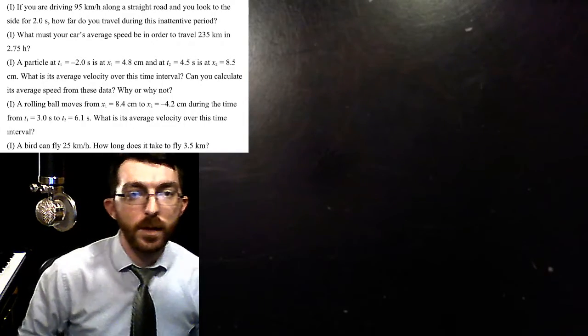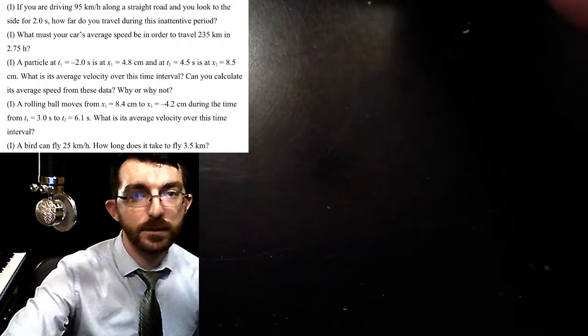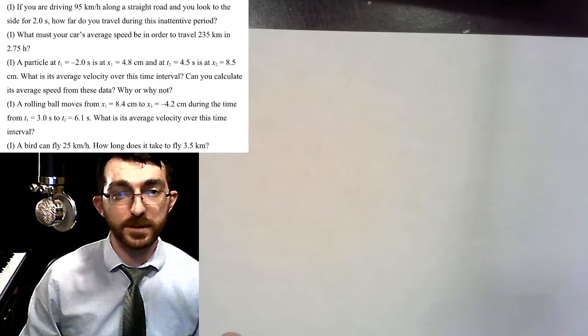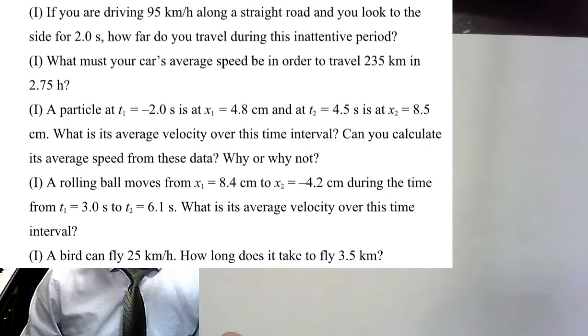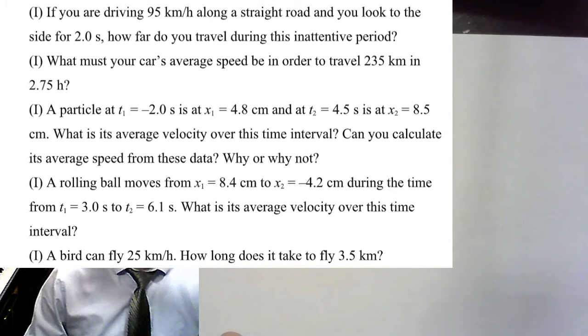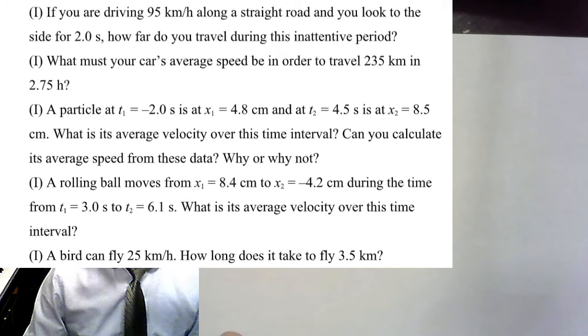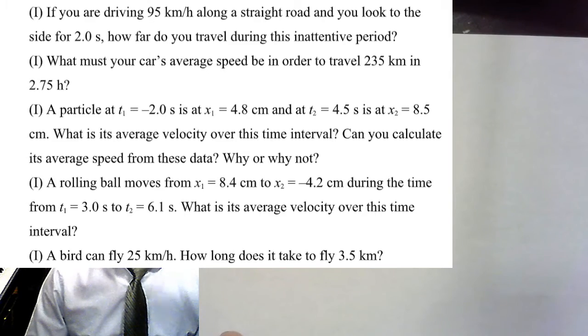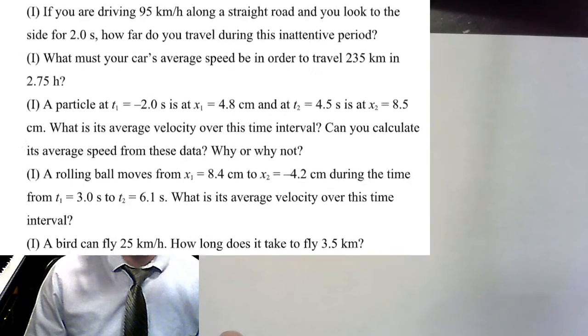Number 3, a particle at, this picture is actually too small for me to read it. Hold on one sec. A particle at t1 equals negative 2.0 seconds is at x1 equals 4.8 centimeters, and at t2 equals 4.5 seconds is at x2 equals 8.5 centimeters. Hold on just a second. That's a little complicated. Let's make sure we're clear on this.